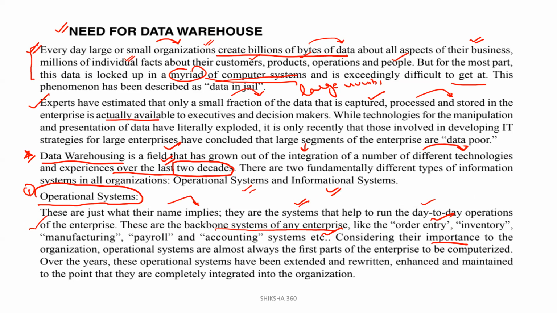Over the years, these operational systems have been extended and rewritten, enhanced and maintained to the point that they are completely integrated into the organization. These operational systems are the backbone of any enterprise, like order entry, inventory, manufacturing, payroll, and accounting systems. These are just examples of that.